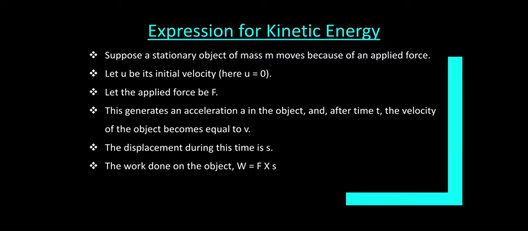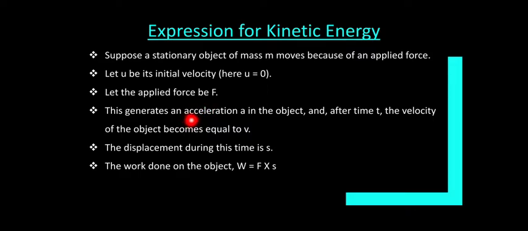Now let's see that a stationary object of mass m moves because of an applied force. Let u, small u, be its initial velocity. Initial velocity means the velocity which it has at that time. So u will be 0 because it was not moving. For a stationary object, the initial velocity will always be 0. And the force which is applied will be F.